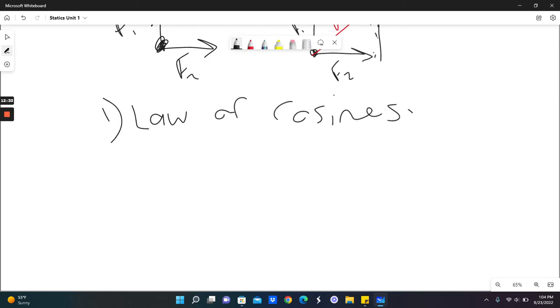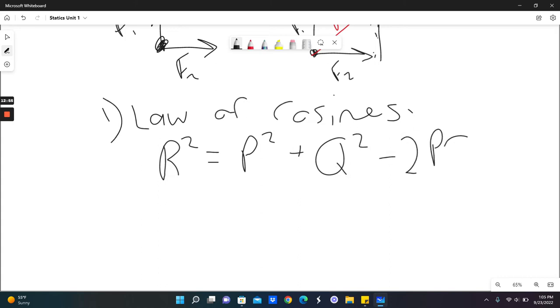We focused on one form of the law of cosines, which would be to solve for the resultant force. The version of the law of cosines we focused on was R squared equals P squared plus Q squared minus 2PQ cosine beta. What does that mean? If we don't know what these variables mean, it doesn't mean anything, right? So R is going to be our resultant.